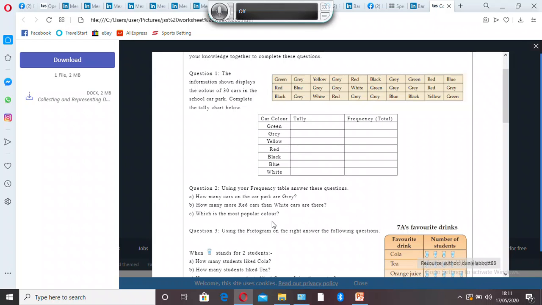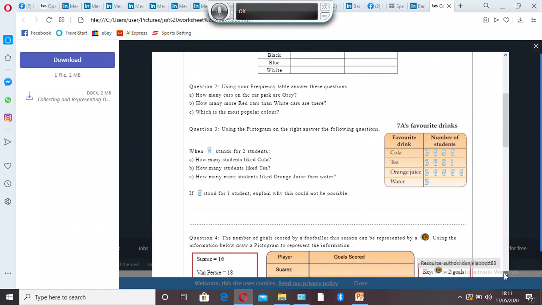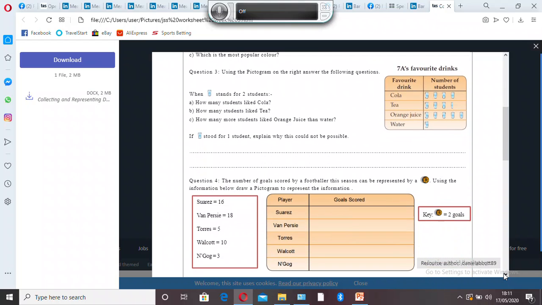Okay, which is the most popular color? The color that has the largest frequency here will be your answer for this, please. Okay, let's just proceed a bit. All right, so you are going to do that for me as your assignment. Okay, look at question 3.